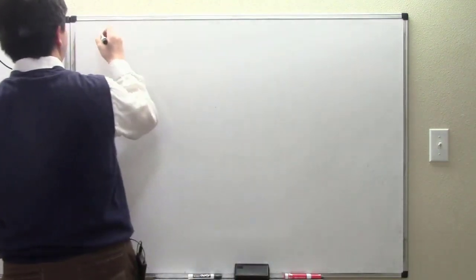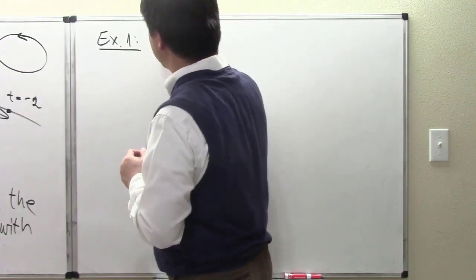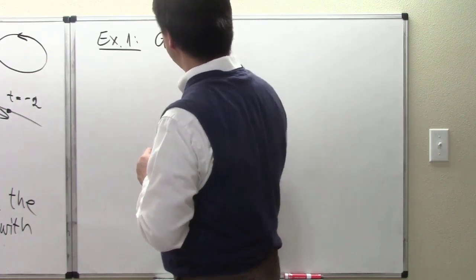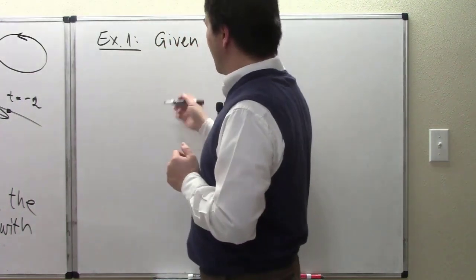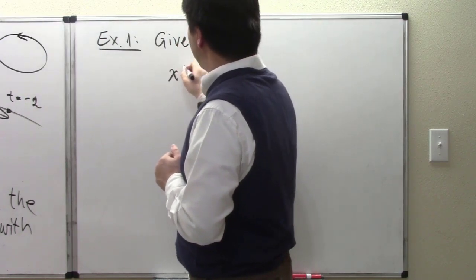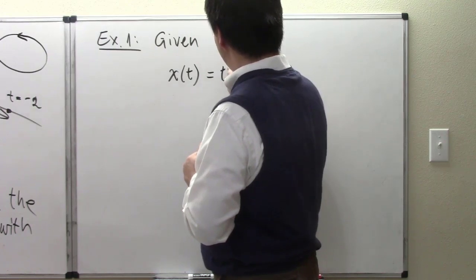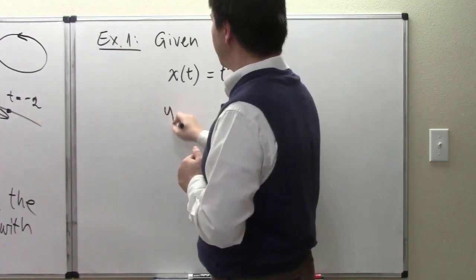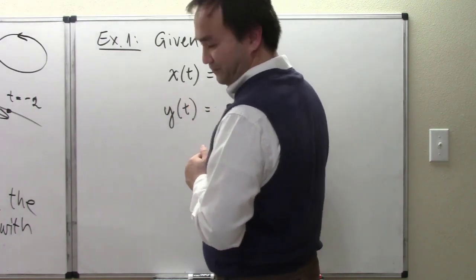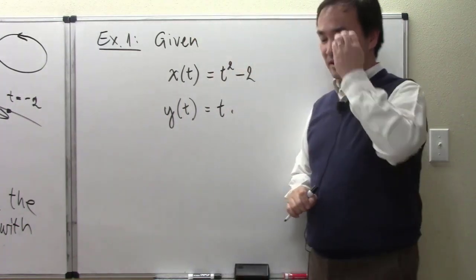Okay, and so let's look at example 1 right here. Example 1 is simply that we are given a set of parametric equations. Let's say x of t is equal to t squared minus 2, and y of t is t.